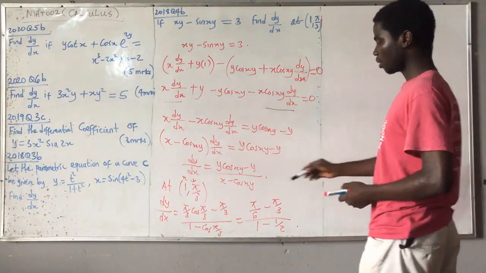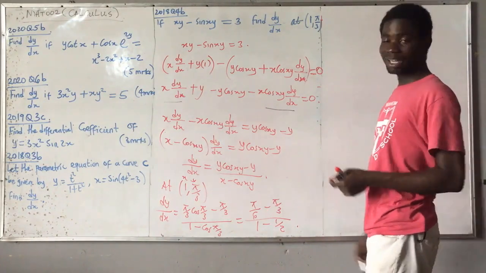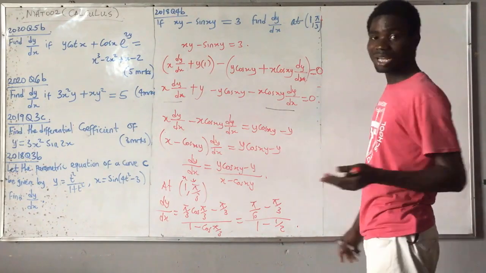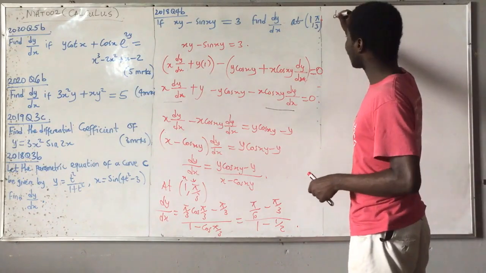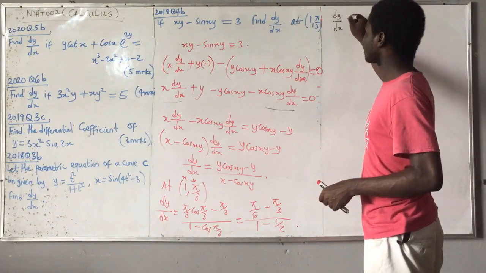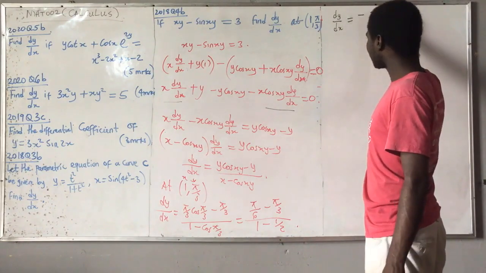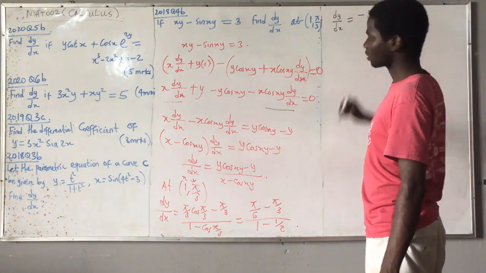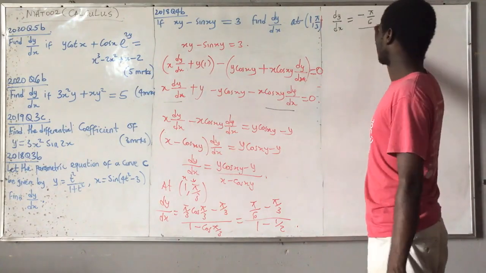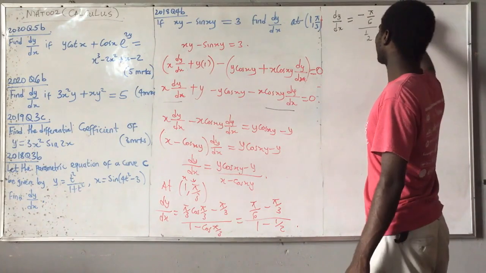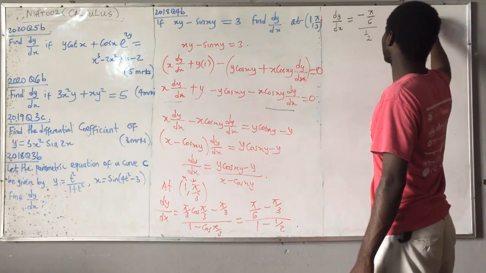Right? So pi over 6 minus pi over 3, do LCM. When you do LCM, this is what you are actually going to have. The y ds is equal to, at the numerator you'll be left with minus pi over 6. That's what you are going to have. At the denominator you'll be having 1 over 2. So this is minus pi over 6 times 2 over 1.